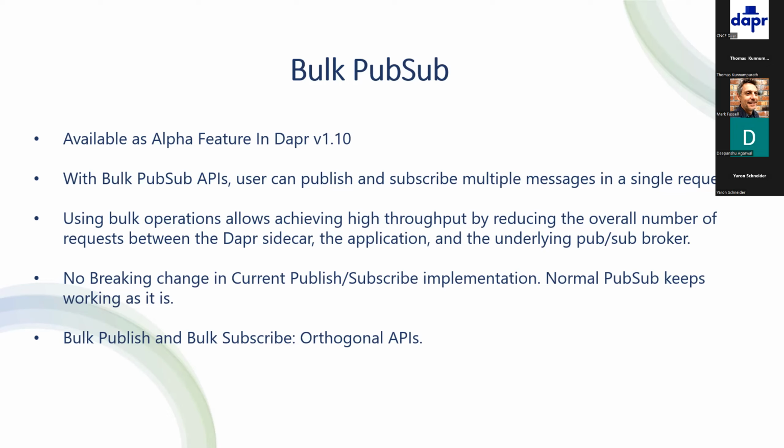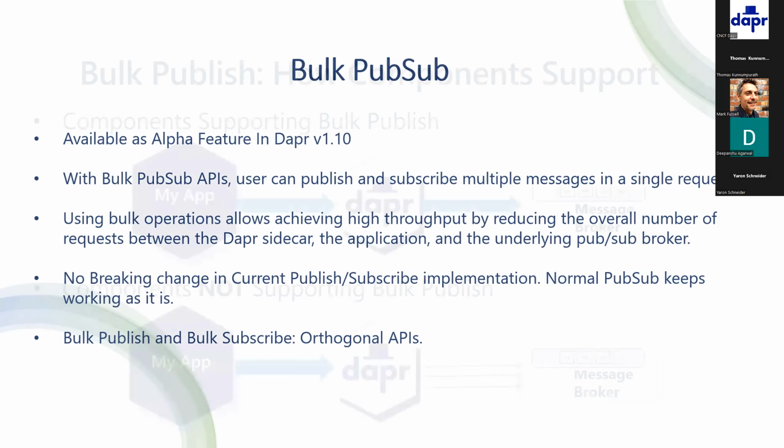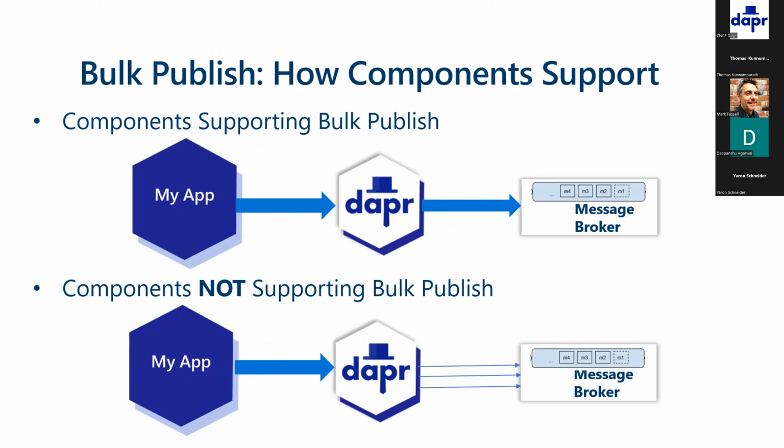Bulk publish and bulk subscribe are orthogonal APIs. So it is very much possible that a particular component supports bulk publish and not bulk subscribe, and vice versa. Talking about all this bulk Pubsub, let's see how it works. Out of the number of components Dapr already supports, we may have some flavors of components which will support bulk publish.